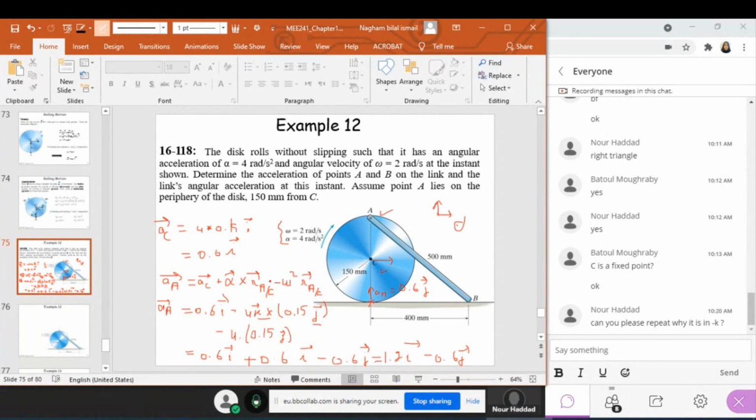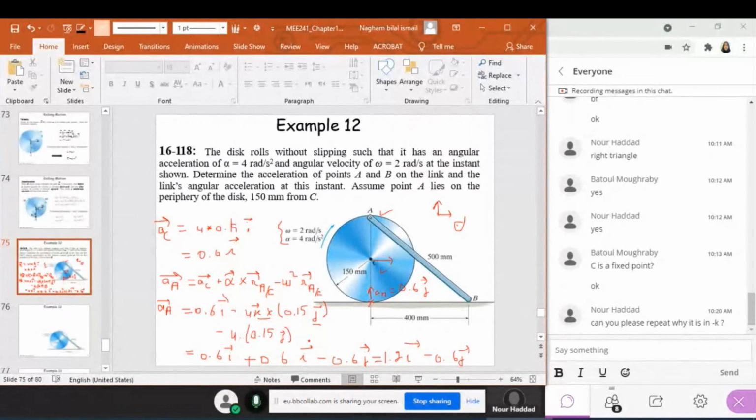Okay, guys? And then instead of RA with respect to C as 0.15J, you're going to have 0.3J, right? Because it's the whole distance now. And then this is also 0.3J. If you do it, you're going to have the same answer. Okay, guys?